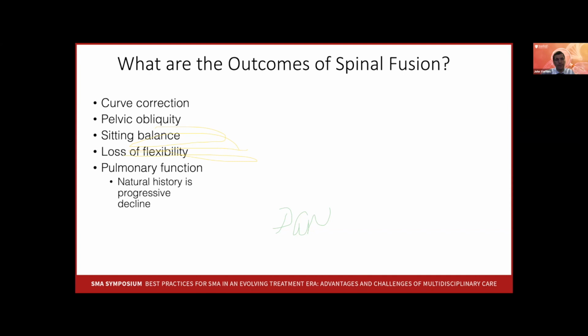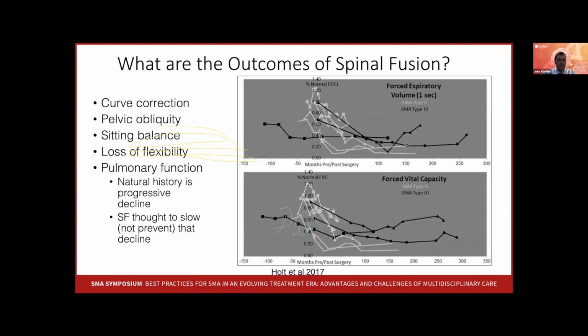So what about pulmonary function? So just to kind of briefly cover this, this is a developing field, but the general idea is that natural history in this patient population is a progressive decline in pulmonary function, and spinal fusion is thought to slow but not prevent that decline. So this is some data from 16 children with SMA who were surgically treated with a definitive spinal fusion. This is some older surgical techniques, but they followed these patients up for a mean of 10 years, and they found that before surgery, there was a steep decline in pulmonary function, and there was a continued decline in FEV1 and FVC in this patient population, but the decline slowed after surgery.